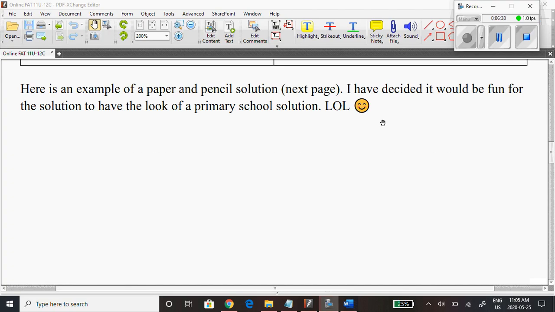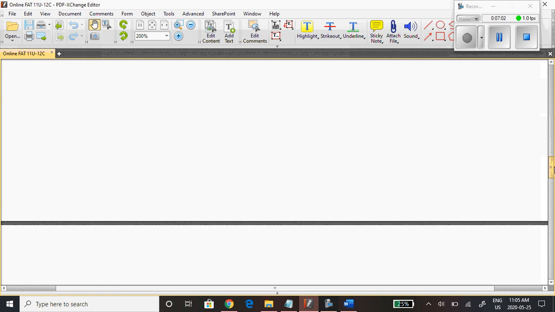Now, here's an example of a paper and pencil solution. It's on the next page, and I'm going to go to it shortly. You might want to use paper and pencil and take a picture, or use a computer word processing program of some type, whatever you want to do. I have decided it would be fun for the solution to look like primary school, just for fun. I'm getting kind of cabin fever around here. So here we go. Here's what the solution would look like.